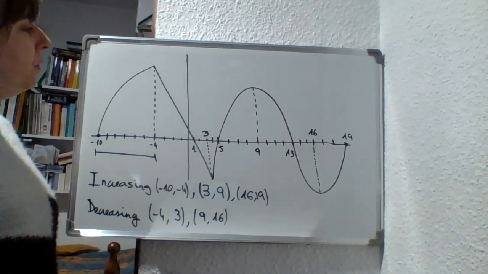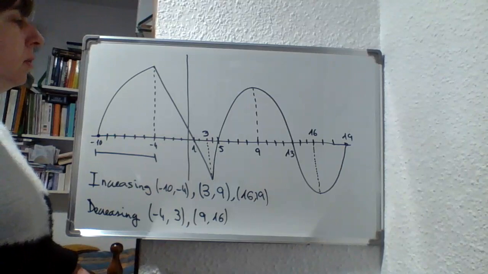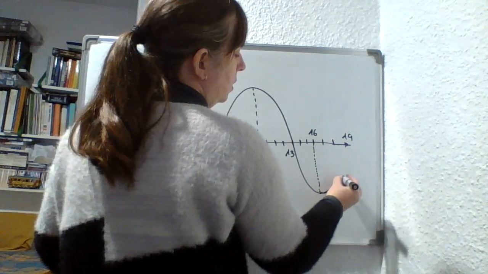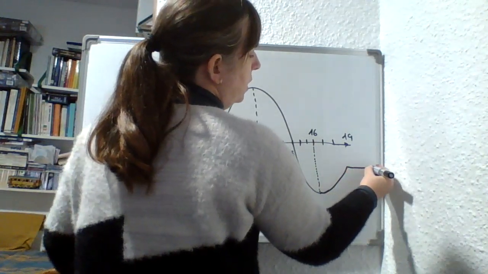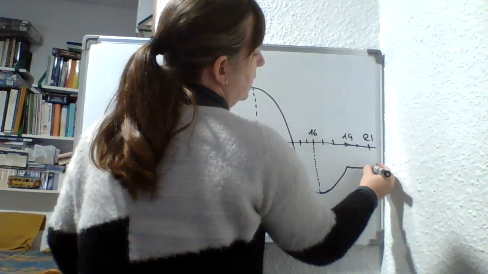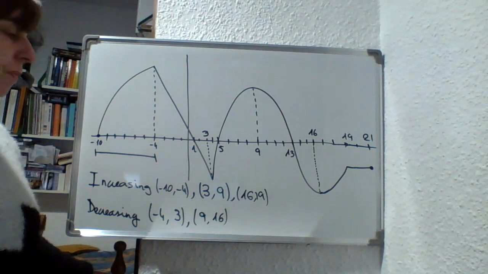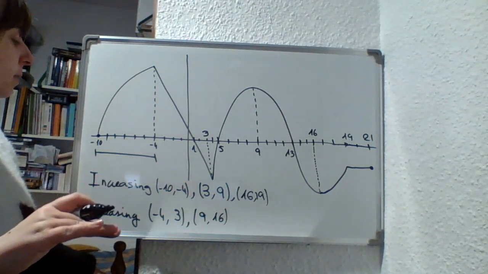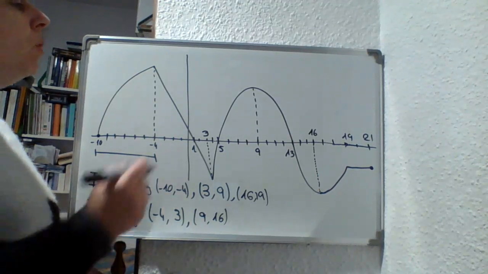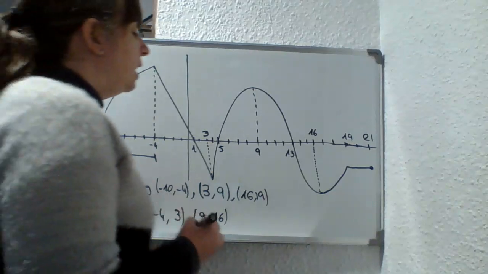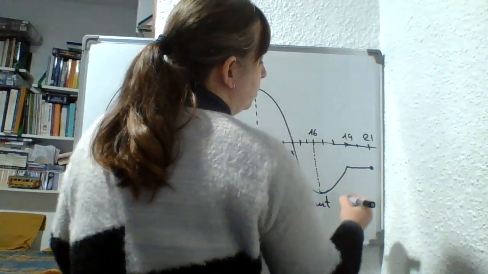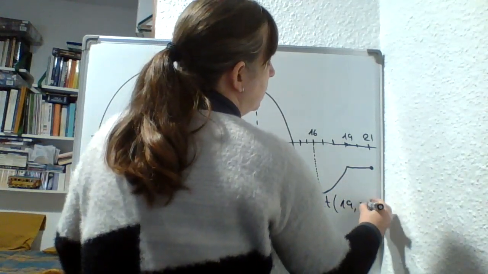What happens if, for example, instead of arriving to this point, the function continues until 21, where it ends, continuing horizontally? When I have a horizontal line, the function is not increasing, but it's also not decreasing. What can I say about this function? I can say that it's constant. The function is going to be constant from 19 to 21.